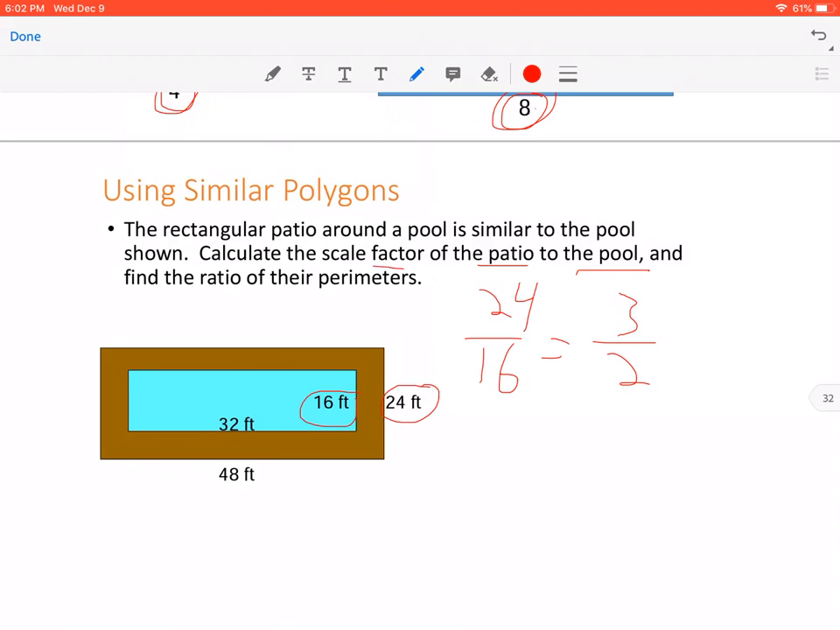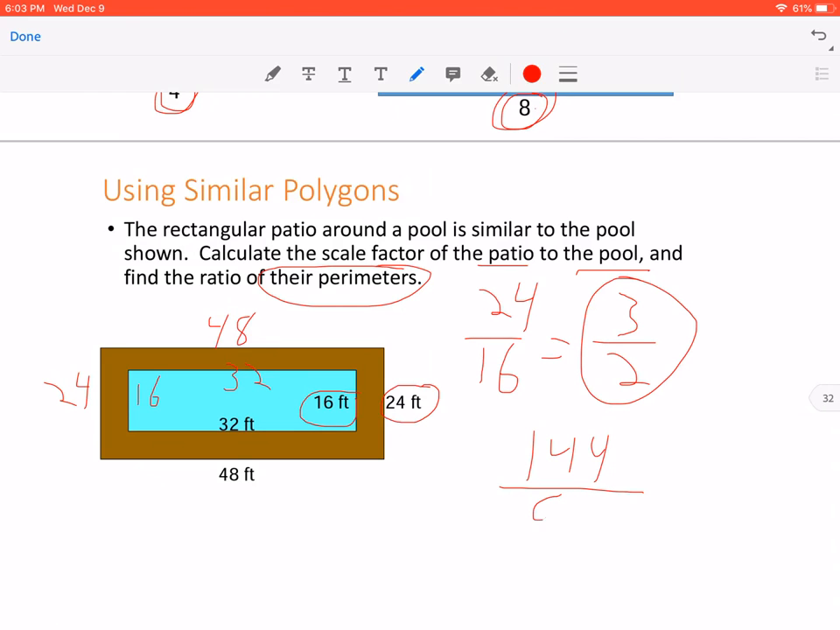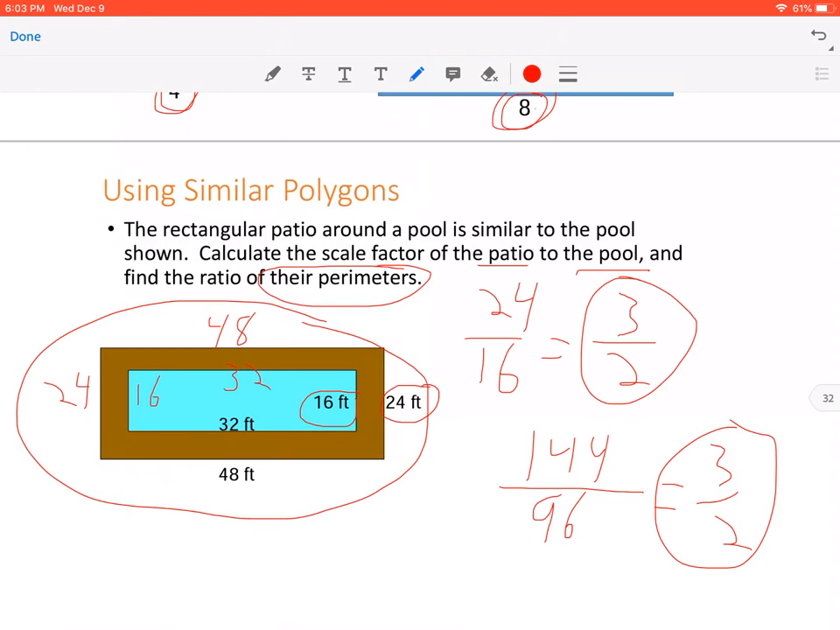Find the ratio of their perimeters. It should be exactly the same. 3 over 2. If you don't believe it, add them all up. So if you were to add the patio, it'd be 48 plus 48 plus 24 plus 24. That's 144. If you did the perimeter of the pool, that'd be 32 plus 32 plus 16 plus 16. That'd be 96. And again, remember, you can check this on your calculator, but if you did math fraction on your calculator, this would reduce to 3 over 2. So basically, you don't have to do all this work. The perimeter ratio is the same as the side ratio.